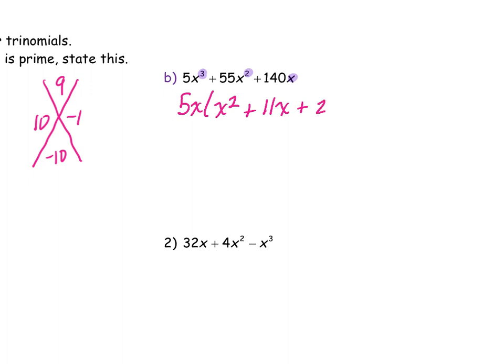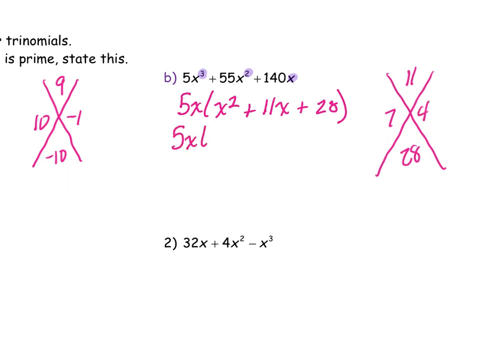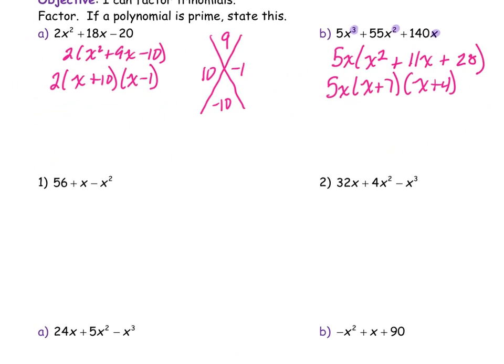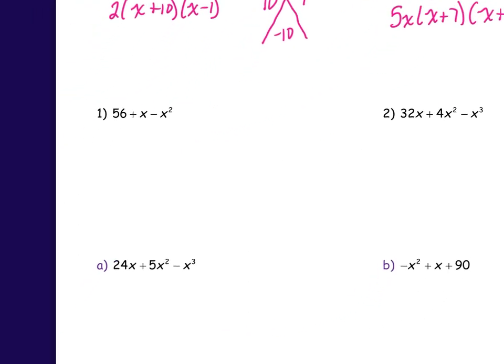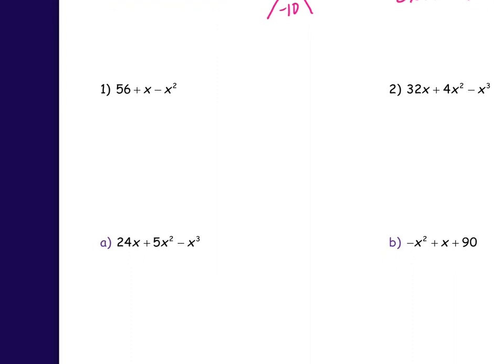28. Okay, there we go. And now I want to say what multiplies to be 28 and adds to be 11. 7 and 4, good. So it becomes 5x times x plus 7 times x plus 4. Good job, you guys. Okay, that's perfect.